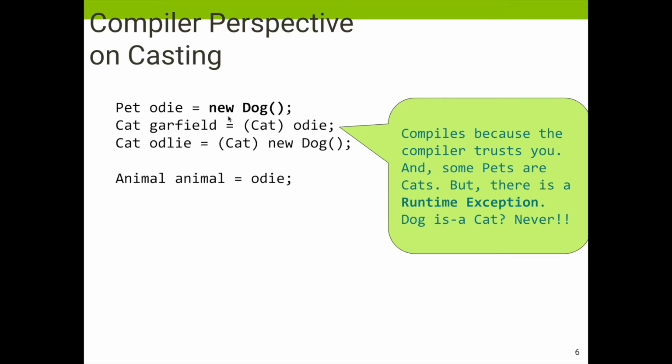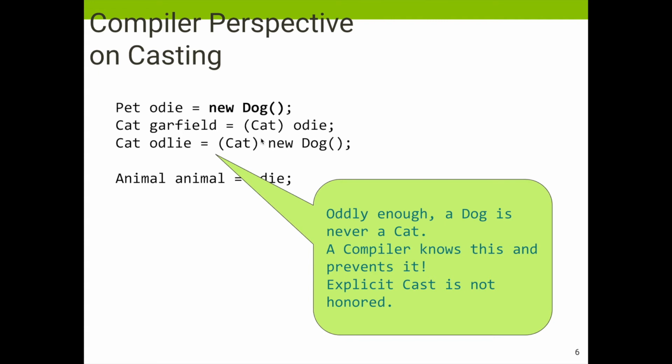However, when you run this code, you get a runtime exception because the runtime knows for certain that Odie is actually a dog, okay? So that won't work. You get a runtime exception because a dog is not a cat, okay? A cat is a pet. How about this next line? Can you take this new dog and cast it to a cat? What kind of error are we going to get there?